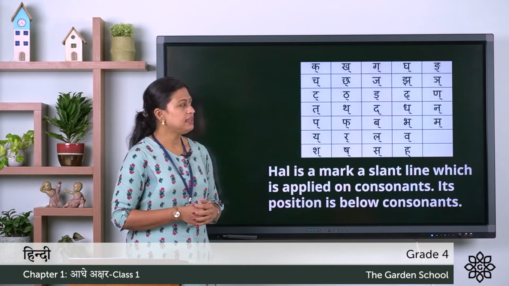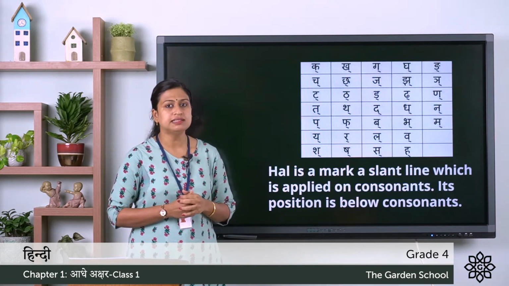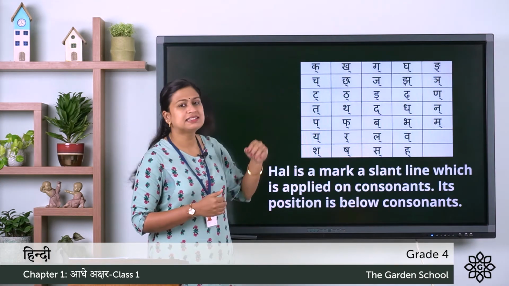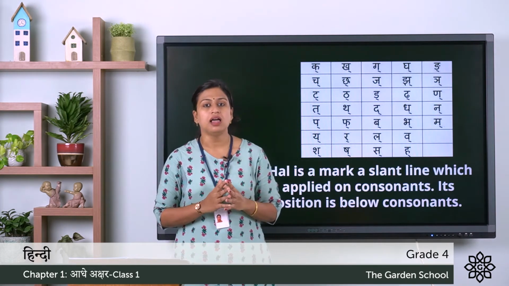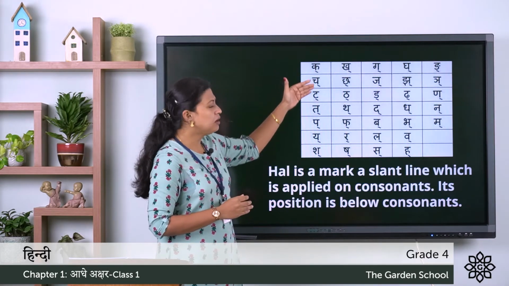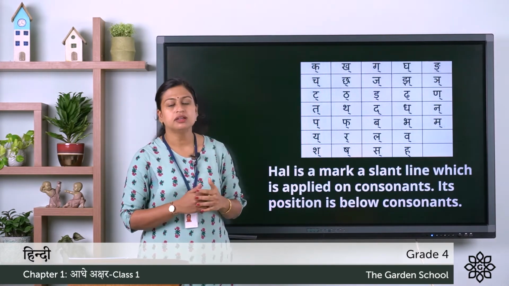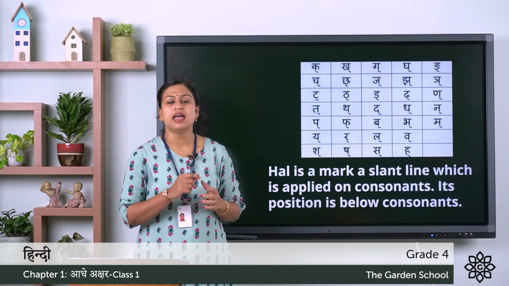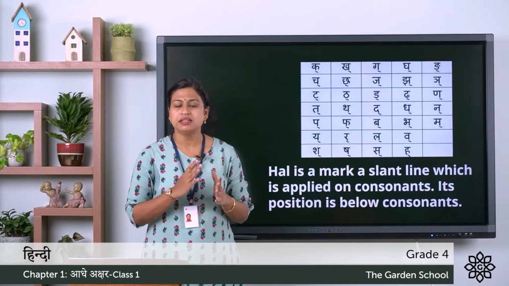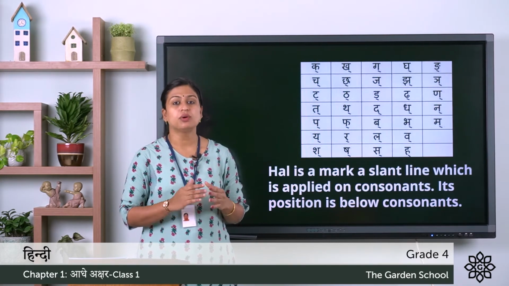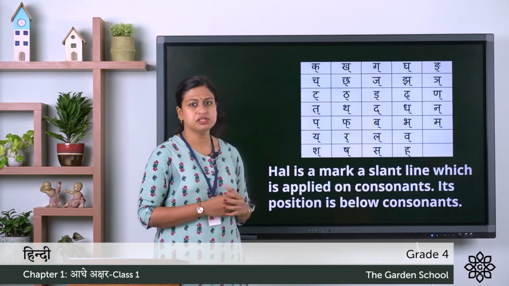Now here you can see Vyanjan Akshar with a Hal symbol. So what is a Hal symbol? You can see a small slant line at the bottom of these Vyanjan Akshar. Now this symbol is known as Hal. It is always written below the consonant. For example, you can see the first Vyanjan Akshar, it's Ka with a slant line, and this slant line we call Hal symbol. So what does it mean? It means the half form of Ka. So in this chapter, we are going to learn the half form of these given Vyanjan Akshar.